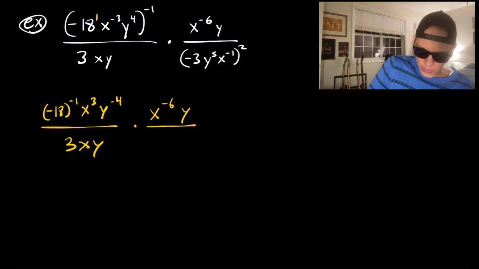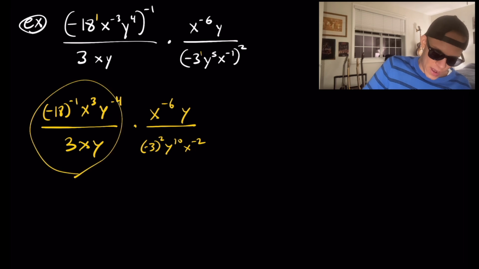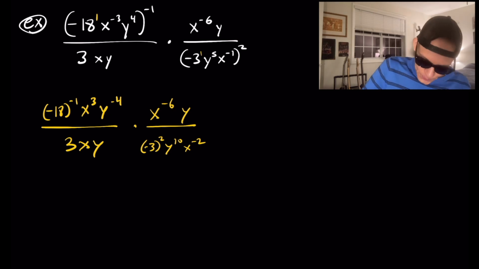And I might as well just do that again over here. So I'm going to multiply all of these exponents by this 2. So I will have negative 3 squared, y to the 10th, and x to the negative 2nd power. And since I have a fraction times a fraction, I'll just multiply my numerators, multiply my denominators.